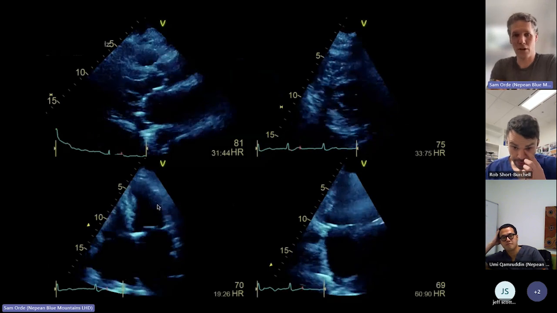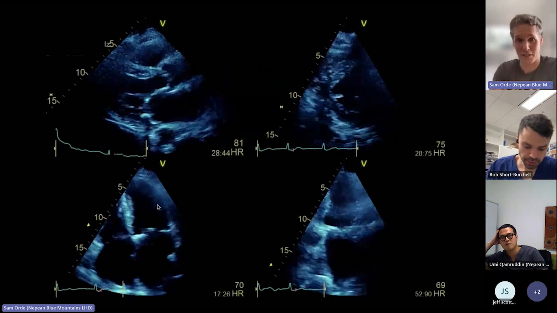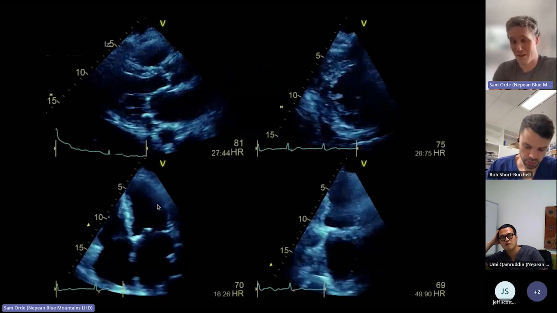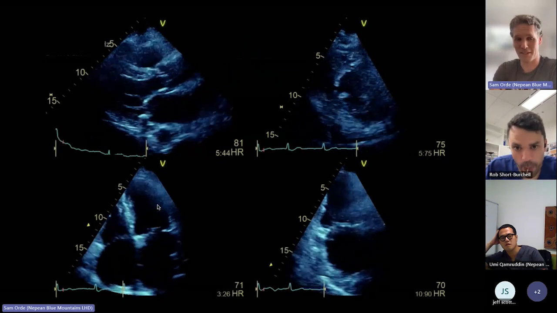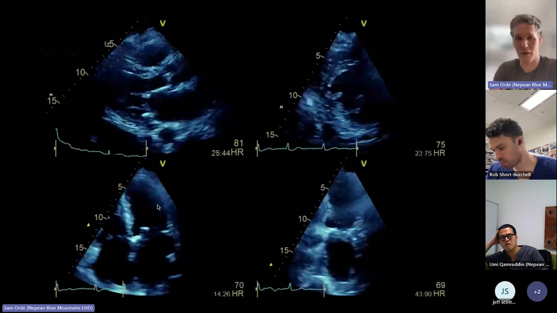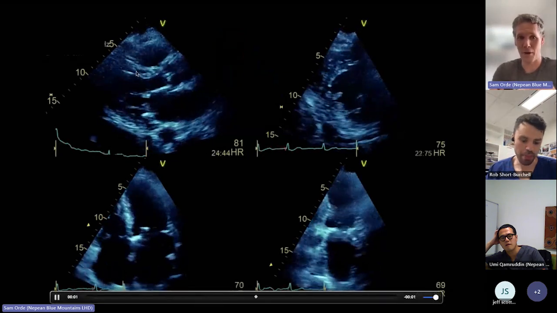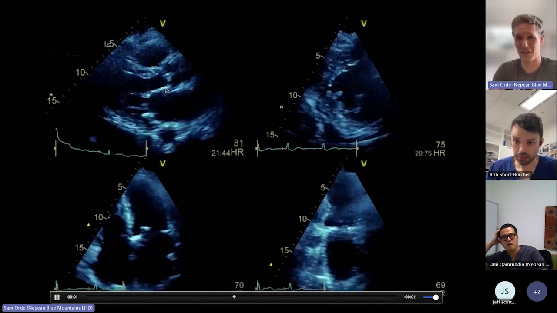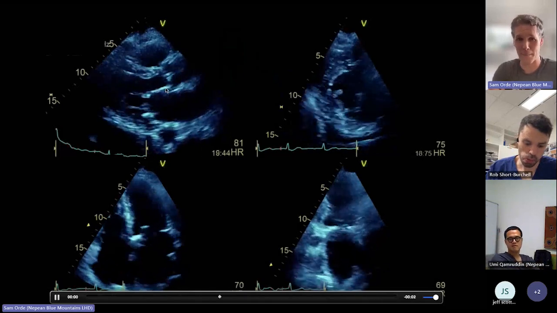When we look at this guy's heart, we see some pretty classic features. He's got some features of chronically raised pressures. He's got a bit of hypertrophy in there. He's got some mitral annular calcification. I think the ejection fraction, you could say, would be mildly impaired.